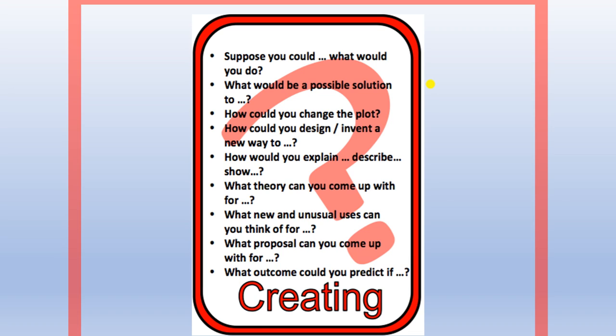And the higher order thinking level, which is creative, that involves the putting together of elements and parts so as to form a whole. And the questionnaires are, suppose you could, what would you do? How could you change the plot? How would you explain, describe, show? What new and unusual uses can you think of? What outcome could you predict if?